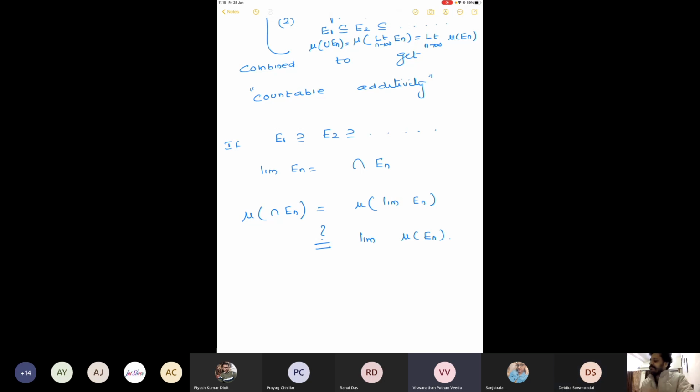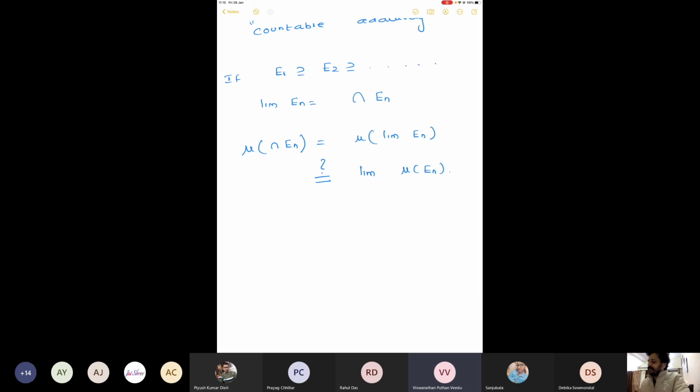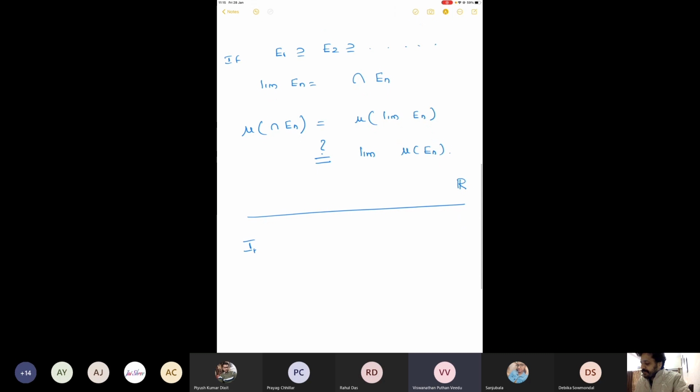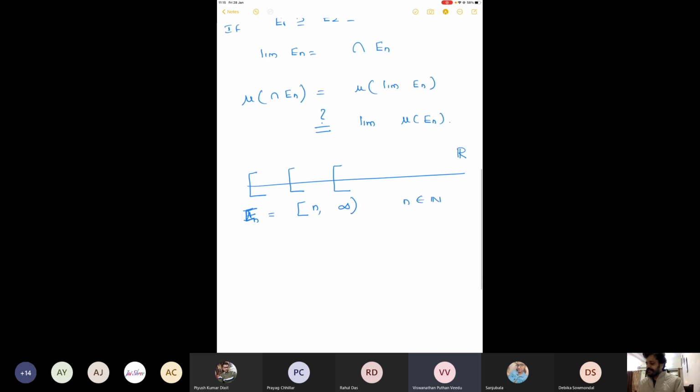Yes, sir. What was the example that I have given? In fact, one of you asked some doubt also based on that example. You take R and you take intervals I_n equal to [n, infinity), n belonging to N. I_1 is [1, infinity), I_2 is [2, infinity), I_3 is [3, infinity), and so on. Or maybe I will call it E_n itself. Then you can see that E1 contains E2 contains E3 contains, and so on.